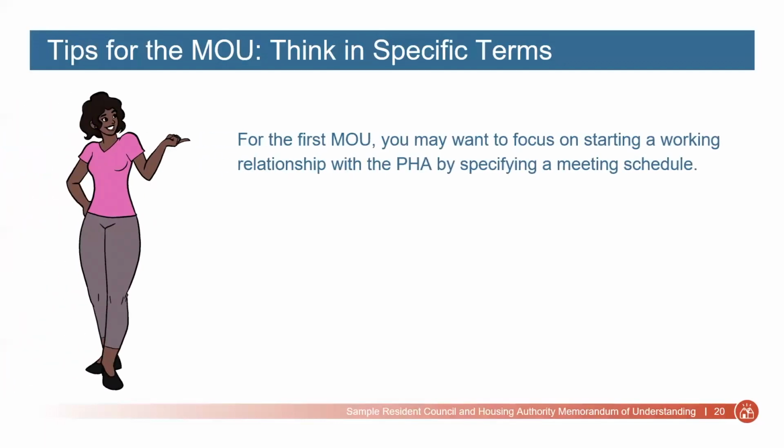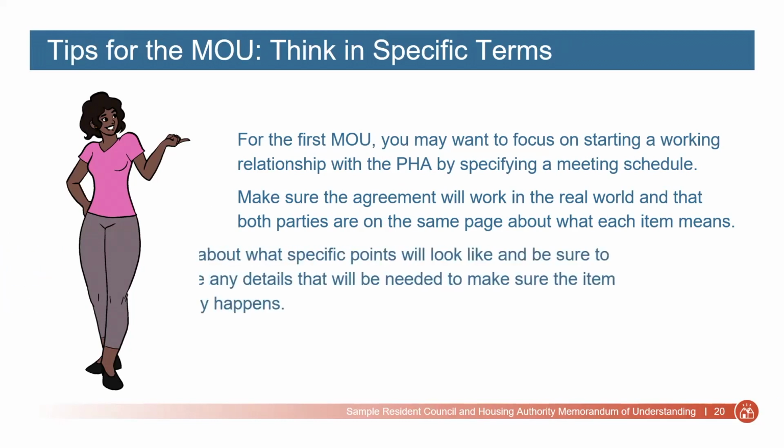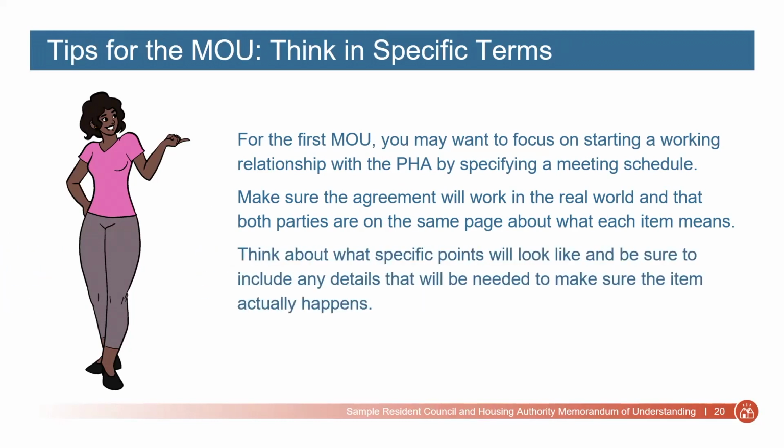Tips for the MOU. For a first MOU, you may want to focus on starting a working relationship with the PHA by specifying a meeting schedule. Make sure the agreement will work in the real world and that both parties are on the same page about what each item means. Think about what specific points will look like, and be sure to include any details that will be needed to make sure the item actually happens.